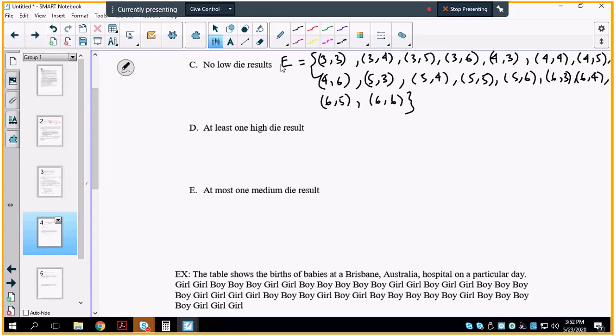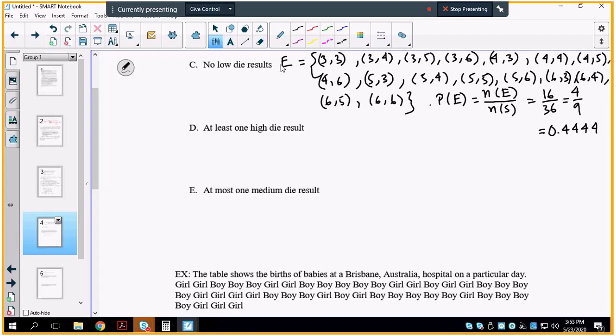And how many of them do I have? Well, if you count, you will see that there are 16 of them. So probability of E is number of elements in the event space over number of elements in the sample space. So that's 16 over 36. If I simplify that, I will get 4 over 9, and that should be equal to 0.4444 rounded to 4 decimal places.